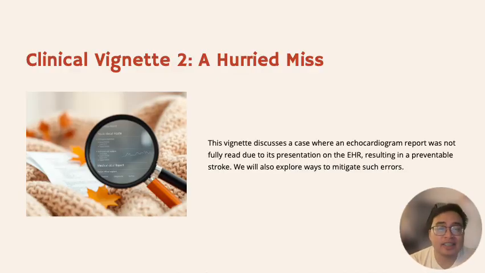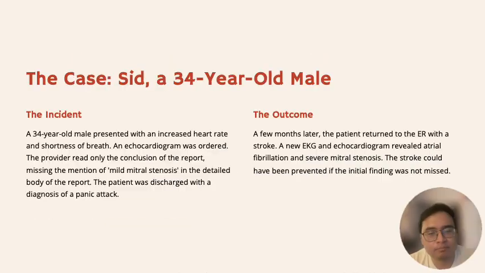Let's move on now to our next clinical vignette. This one is entitled A Hurried Miss. Here, we're going to discuss how to mitigate EHR-related errors. This vignette discusses a case where an echocardiogram report was not fully read due to its presentation on the EHR. This resulted in a preventable stroke. We'll also explore ways to mitigate such errors.